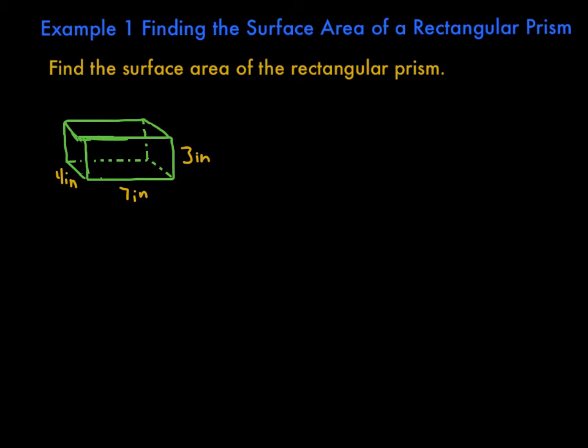Example 1, finding the surface area of a rectangular prism. So you have to find the surface area of the rectangular prism, and they give you your height being 3 inches, your length being 7 inches, and your width being 4 inches. So now we have to put that into a net where we label the top and the bottom and the back and the two sides and the front.